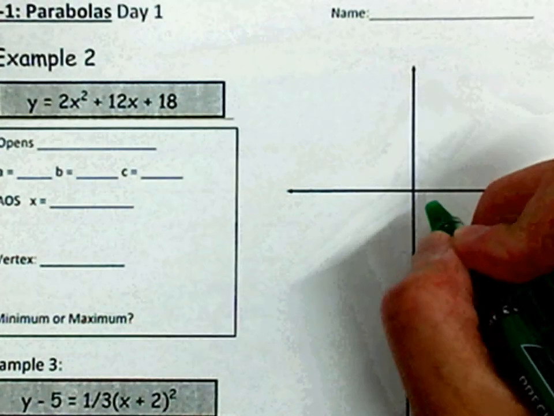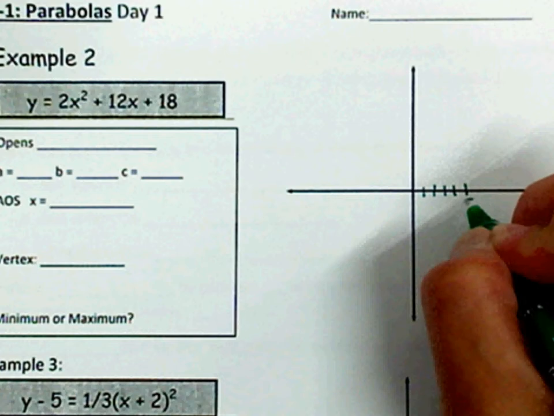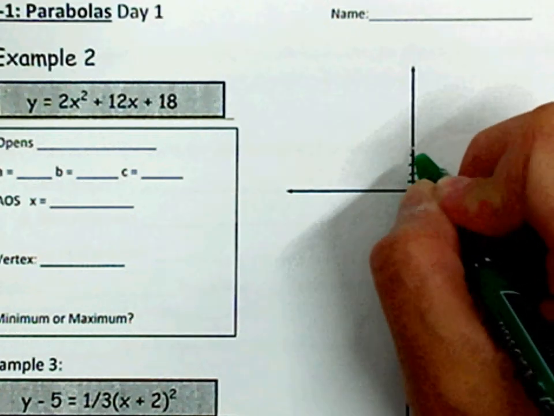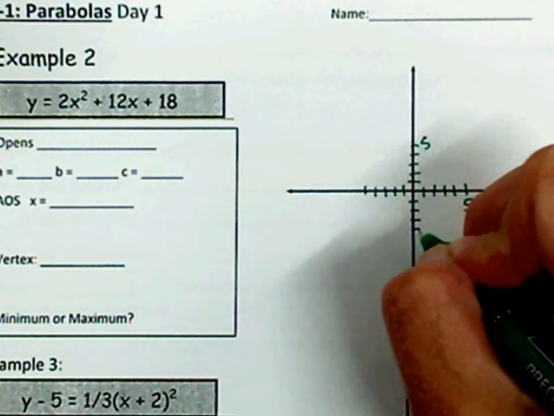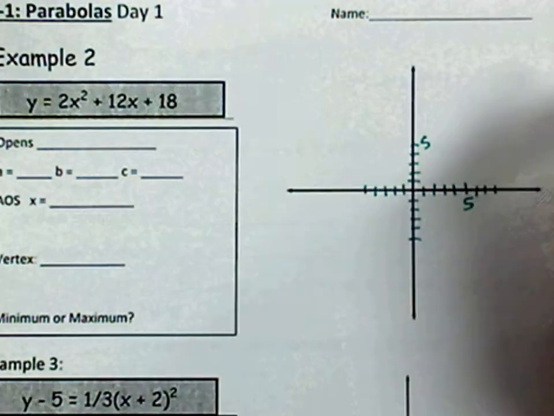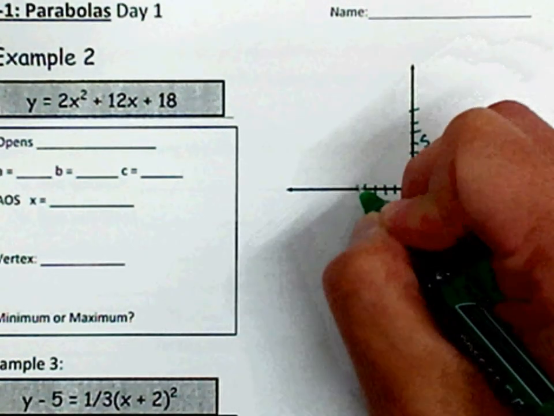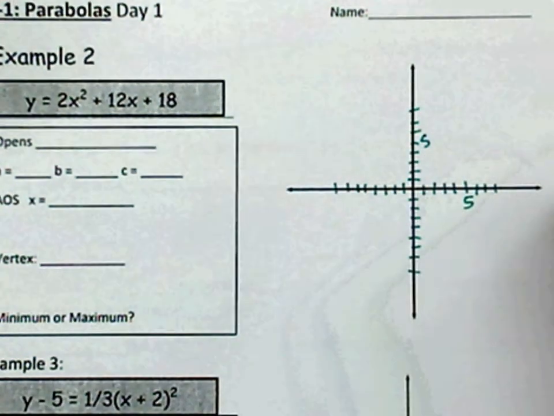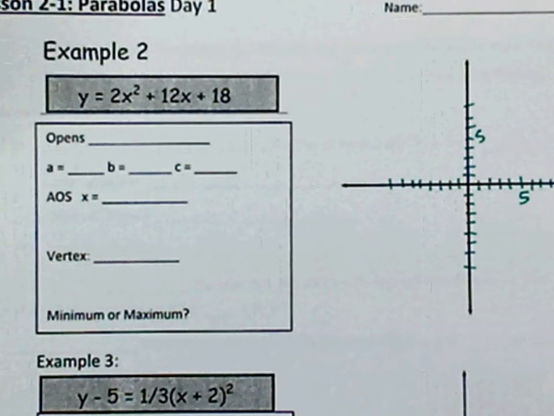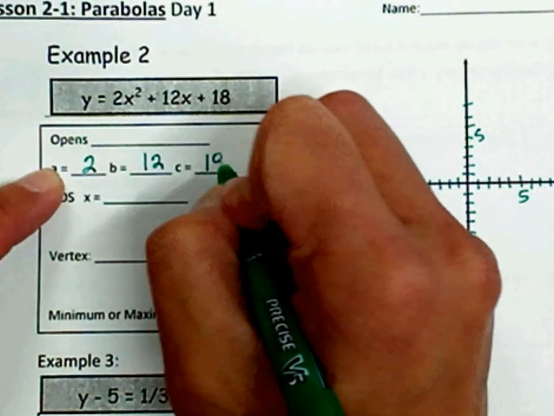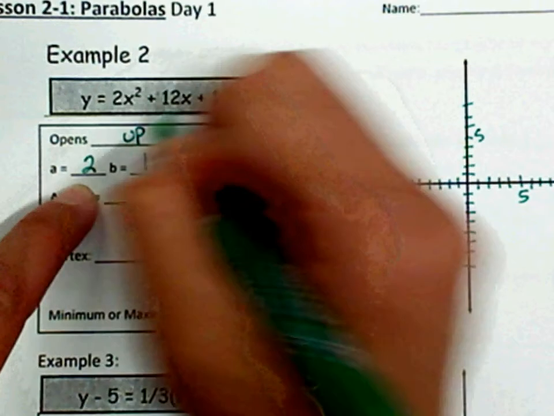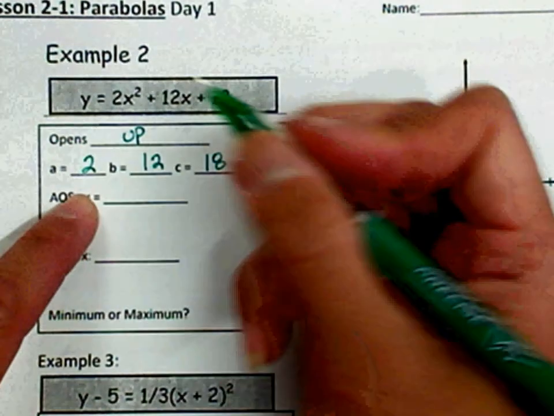Okay. Remember to go and label 1, 2, 3, 4, 5 on both axes. And if you feel like you need to go to 8 or 10, that's up to you. All right, here we go. Your A is 2, B is 12, C is 18. It's positive, so it's going to open up. If it opens up, it's going to look something like this.